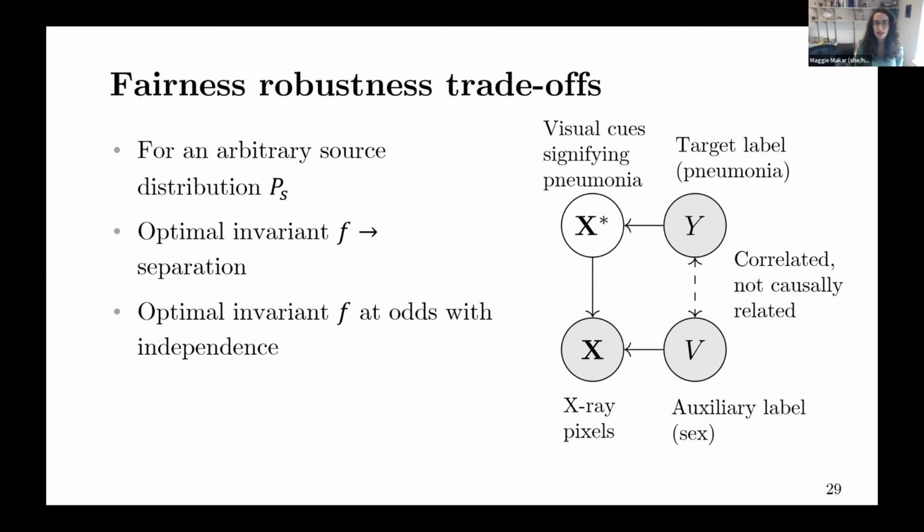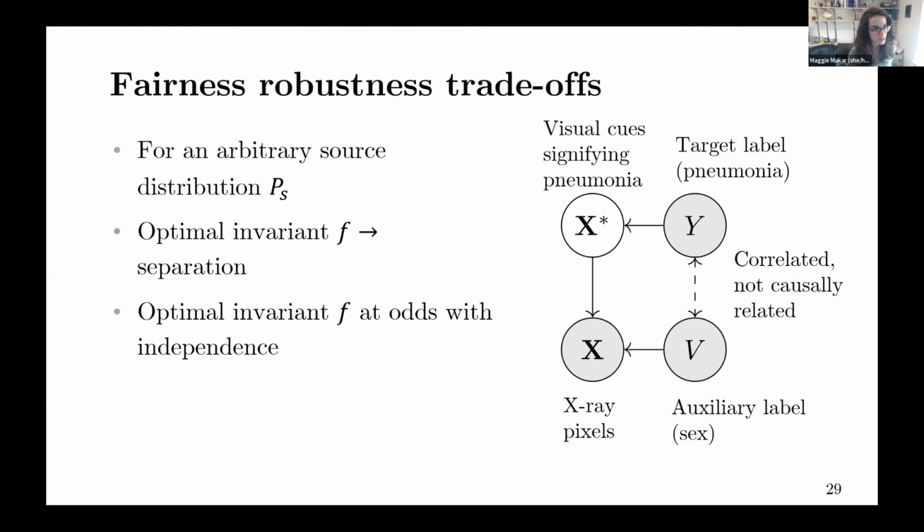So by analyzing the causal DAG and thinking of its implications for fairness, what we found is that if you're sampling from an arbitrary source distribution PS, the optimal invariant f, meaning the robust predictor f, implies separation. So you will get this conditional invariance. But the optimal invariant f is at odds with the independence property.